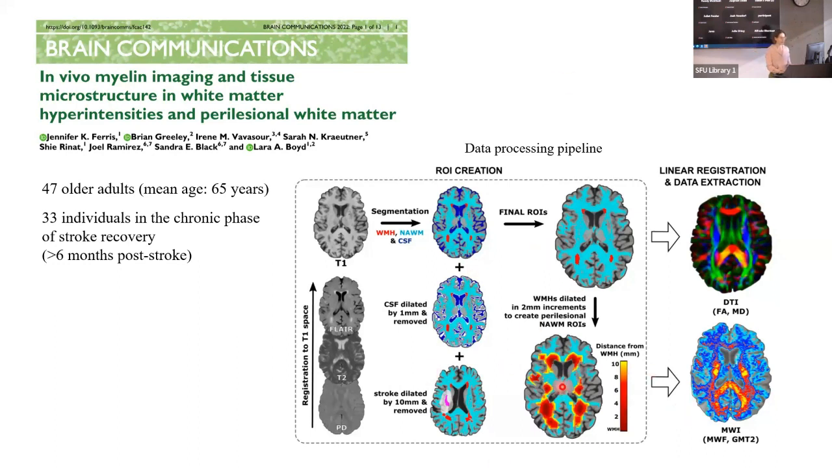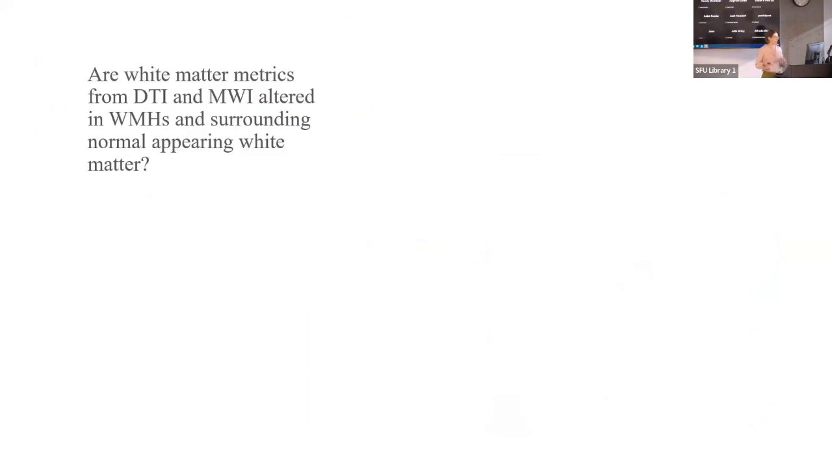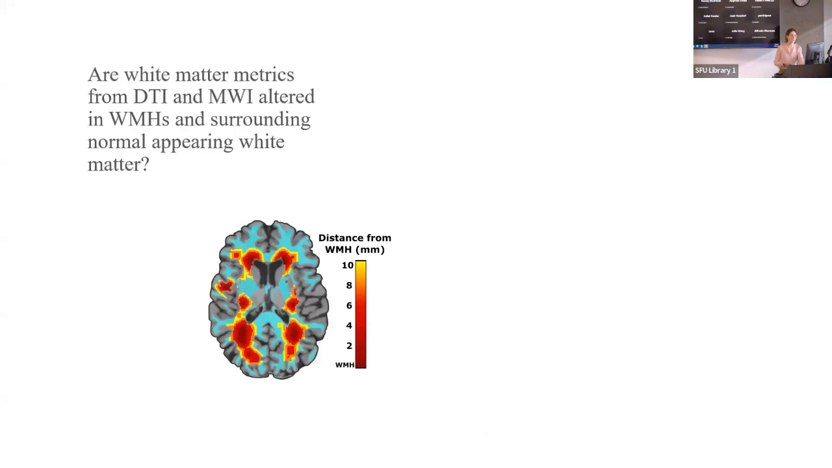Then we took white matter hyperintensity masks and dilated them in 2 millimeter increments in order to get this spatial distribution around the lesion, and then extracted diffusion tensor imaging and myelin water imaging data from these perilesional regions. So following up on those early DTI studies, we ask if white matter metrics are altered in the white matter hyperintensities and surrounding normal appearing white matter, again, in these 2 millimeter increments of distance from the lesion all the way up to 10 millimeters.